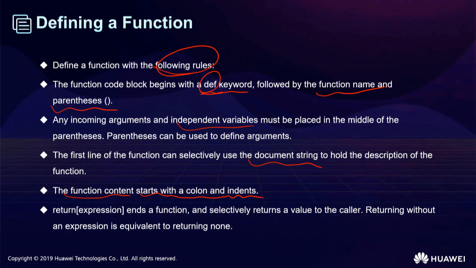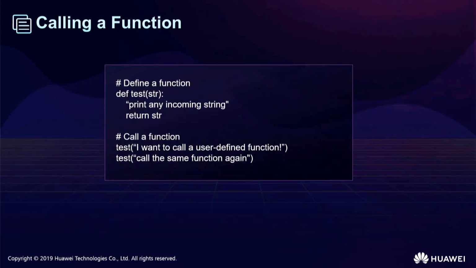Returns expressions in functions, and selectively returns a value to the caller. Returning without an expression is equivalent to returning None. Those are the rules to define a function. And after defining the function, we can use the name of the function to call it.